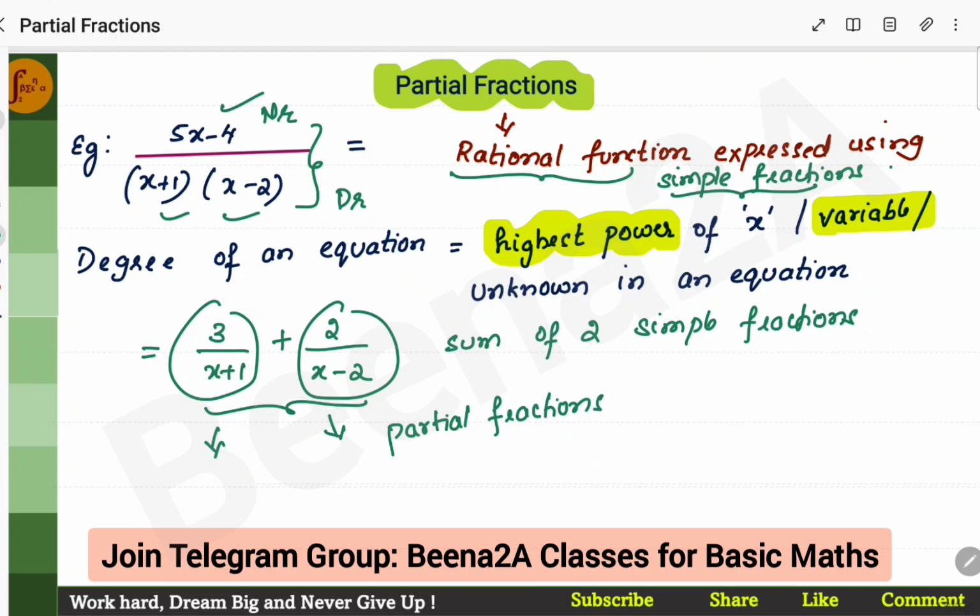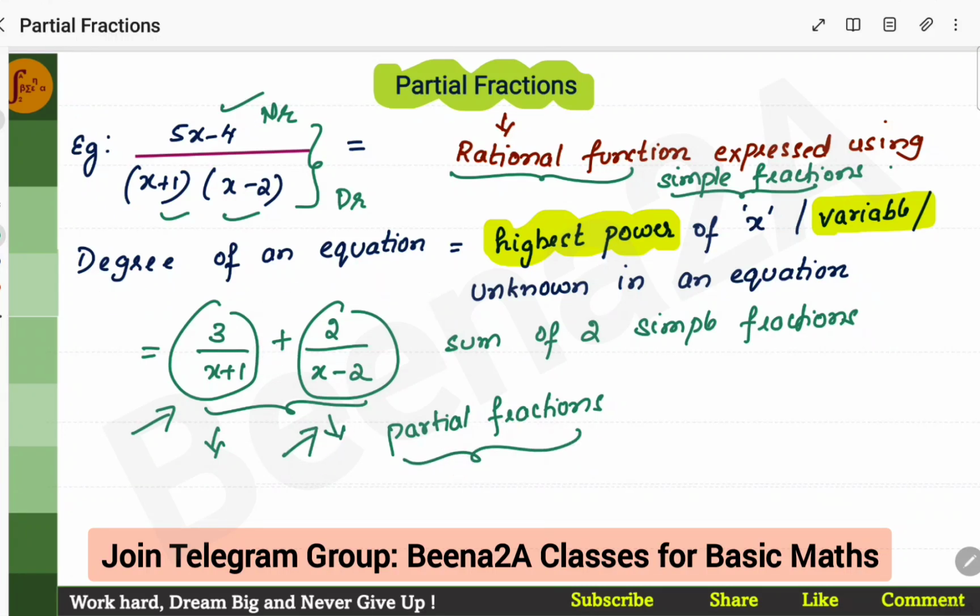Now basically, when we are given a rational function like this and we are asked to resolve it using partial fractions, then we basically have to split this entire rational function into multiple simple fractions or partial fractions.